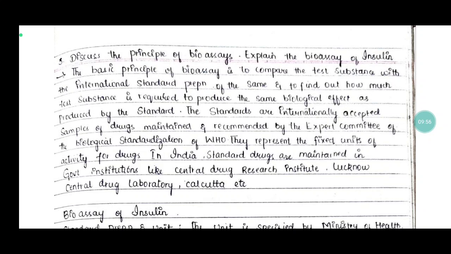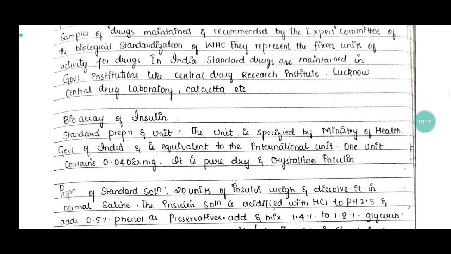So in India, the standard drugs are maintained by government institutions like the Central Drug Research Institute in Lucknow and the Central Drug Laboratory in Calcutta. For the bioassay of insulin, the standard preparation and its units are defined by the Ministry of Health, Government of India, and are equivalent to the international unit, where 1 unit contains 0.04082 microgram of pure, dry crystalline insulin.